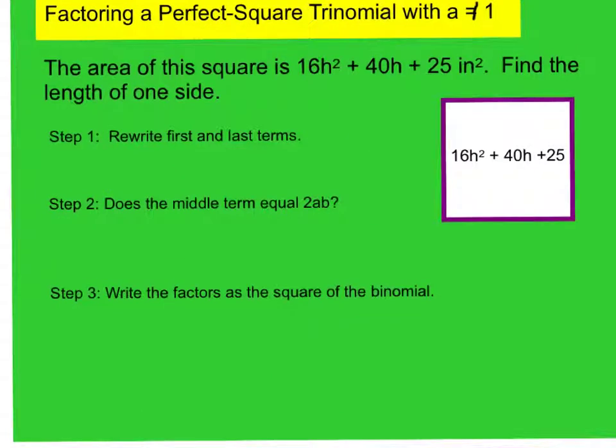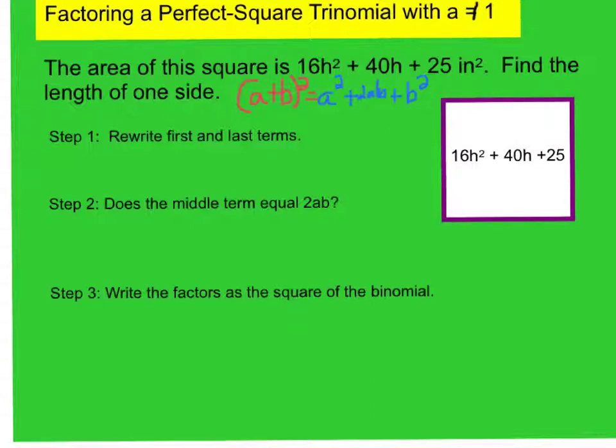Alright, now I'd like to talk about factoring a perfect square trinomial where a will not equal 1. So the coefficient in front of h squared will not be 1. In this case, it's 16. Well, let's remember our formula. The formula is the sum of a plus b squared is equal to a squared plus 2ab plus b squared.